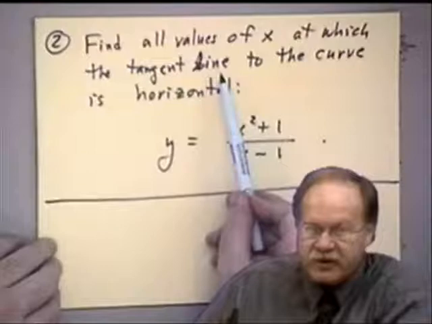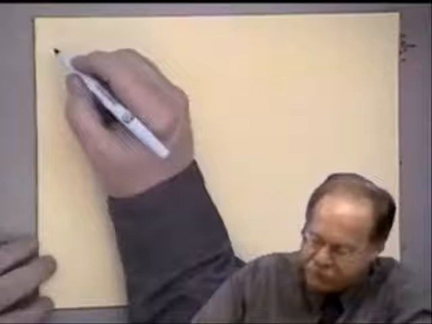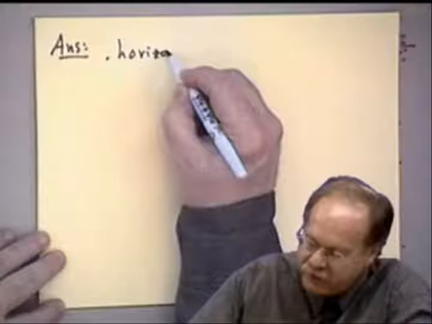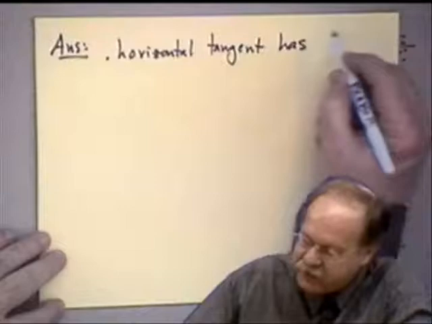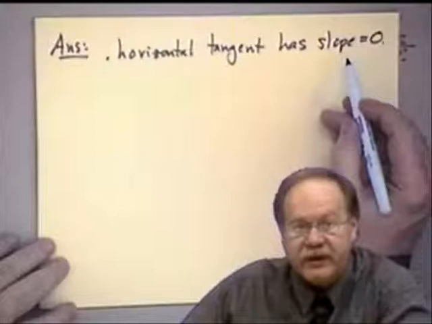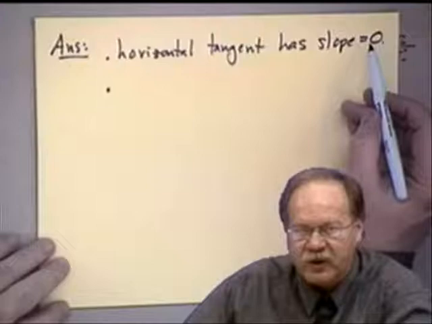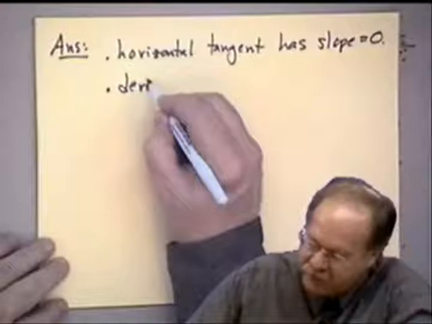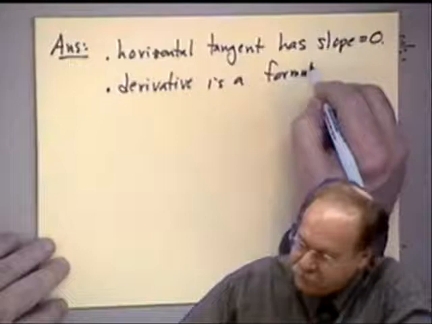Let's first write down a couple of notes. Let us remind ourselves that any horizontal tangent is horizontal, so it has slope equal to 0. A horizontal tangent has slope 0. Now, if I want to find tangent lines that have that slope, I need a formula for the slope of tangent lines, and I have one. The derivative of any function is a formula for tangent slopes.